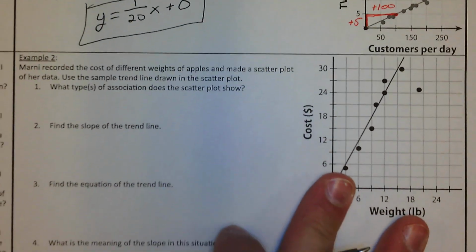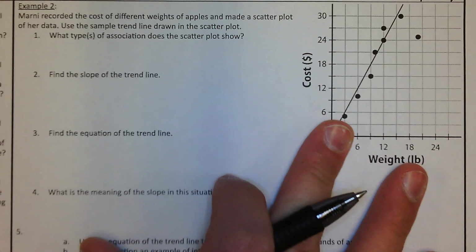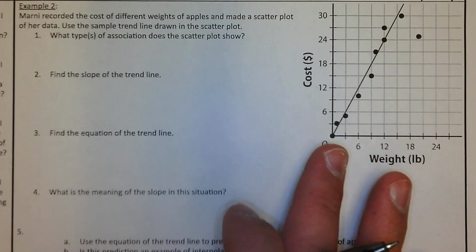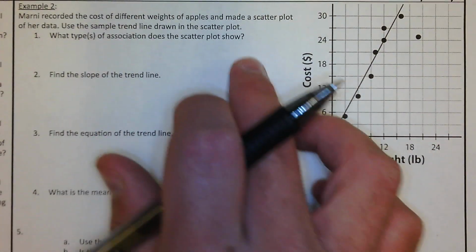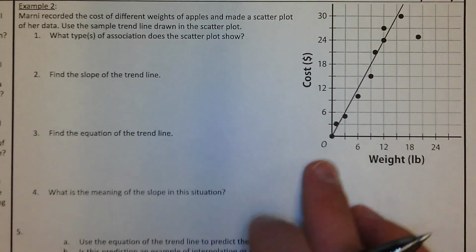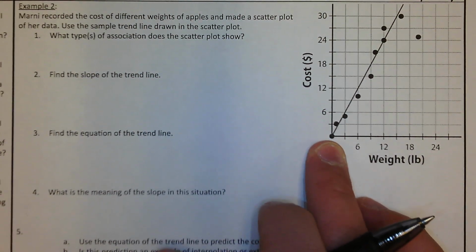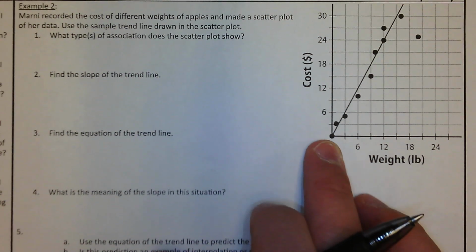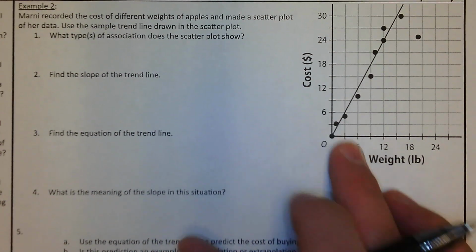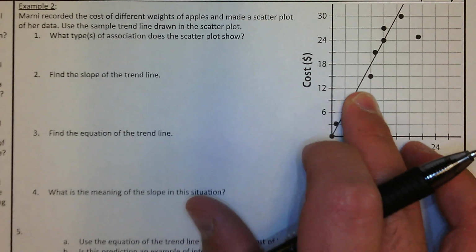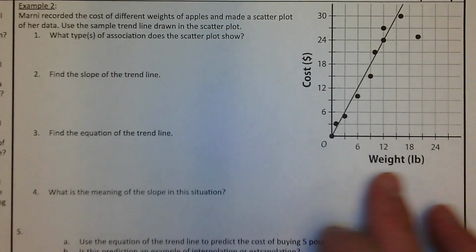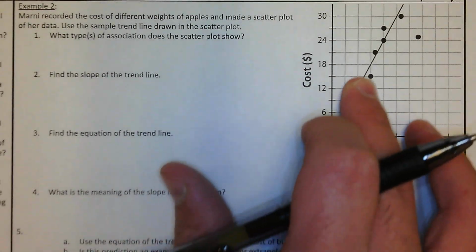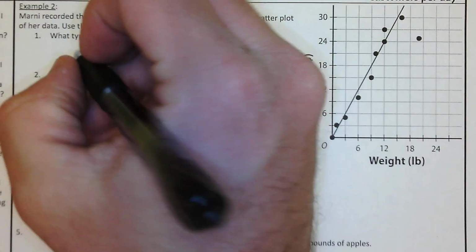Now example 2, there's a little more involved in this one. Marnie recorded the cost of different weights of apples and made a scatter plot of her data. Use the sample trend line drawn in the scatter plot. What type of association does the scatter plot show? If we look at it, we're going from 0, 0, and it looks like it's increasing to 1 and something, and 6 and something, and so on. It looks like every single time we are increasing.